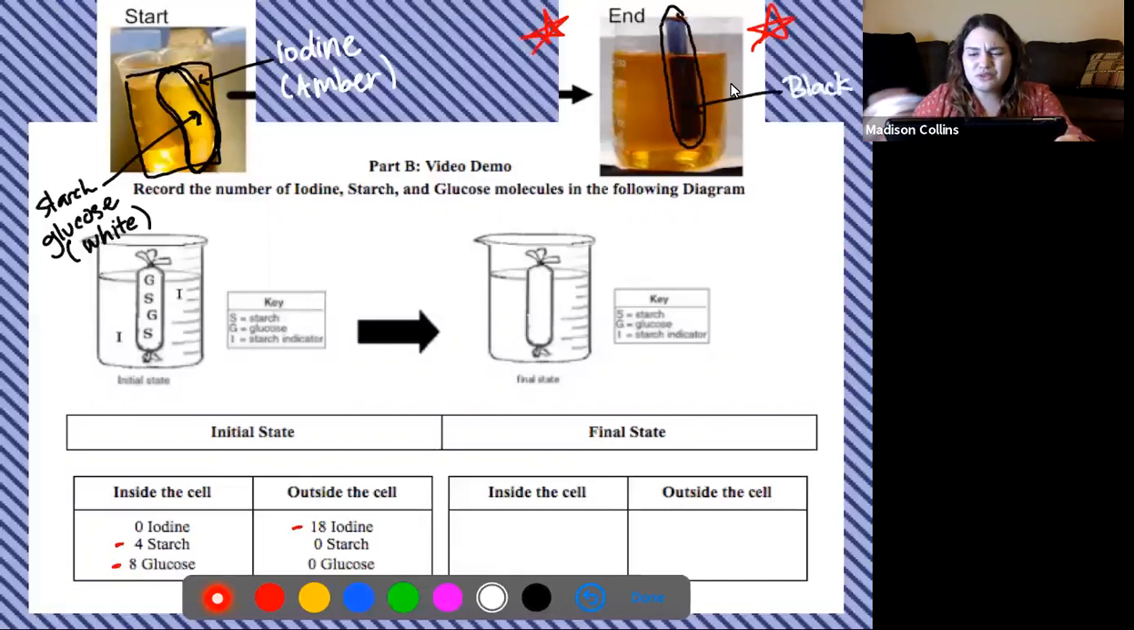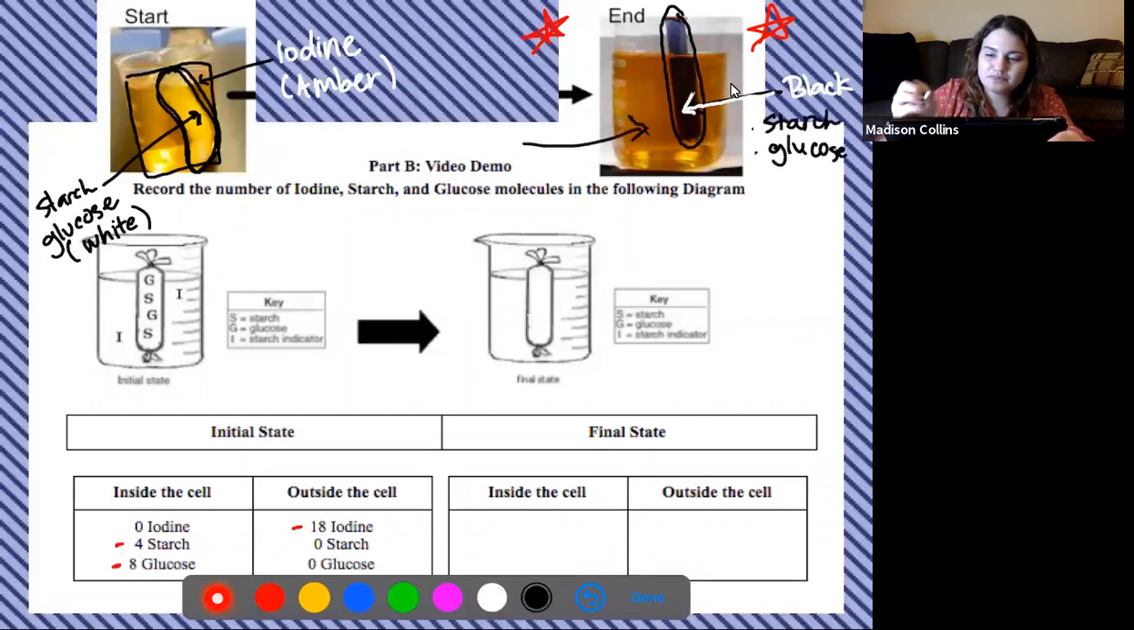Okay, now I want you to think about what may have caused that reaction. We know that theoretically starch and, I'm sorry, starch and glucose should still be in there. But what would have made the inside turn black? I'm going to put a pause on that thought. We'll find out soon. Now, outside the cell, in this solution surrounding it, that color is still amber, which means that iodine is still present.